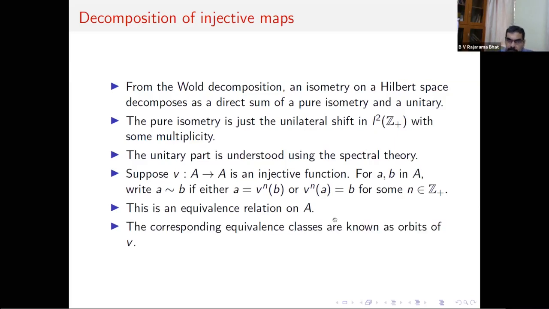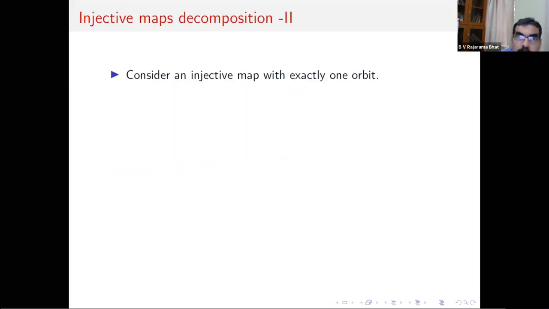So the corresponding equivalence classes are known as orbits of A. So you just have the orbits. Two elements are equivalent if we can go from one to another by applying V a finite number of times. So what are injective maps with exactly one orbit?